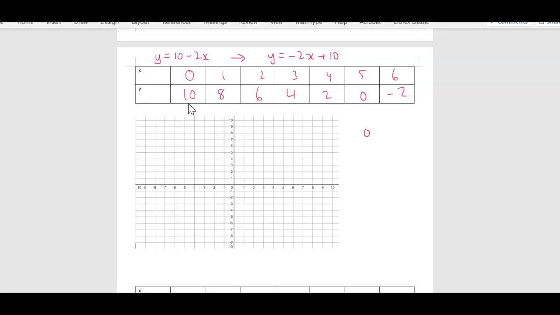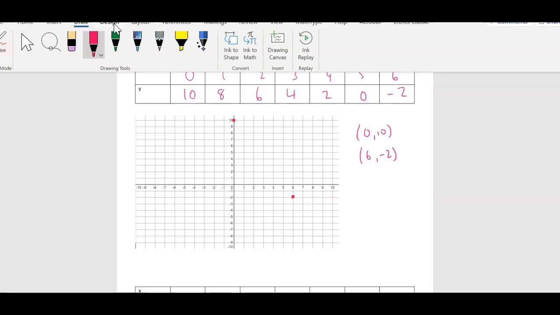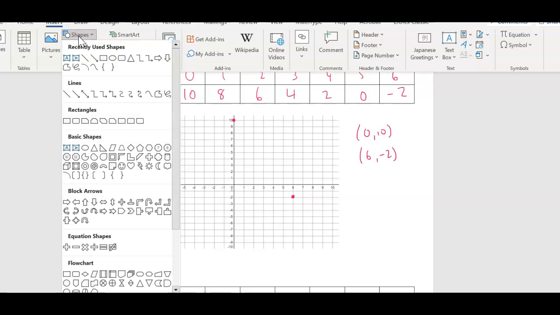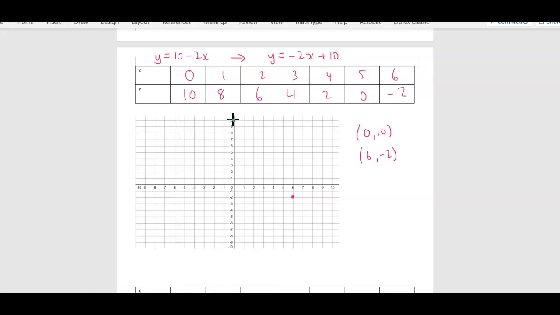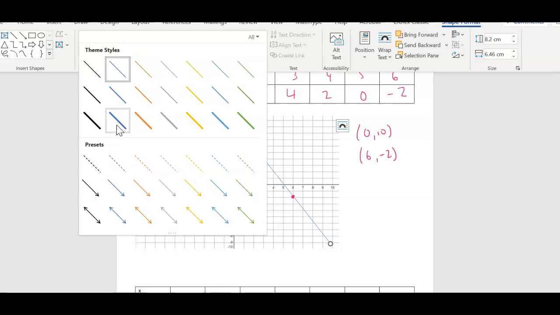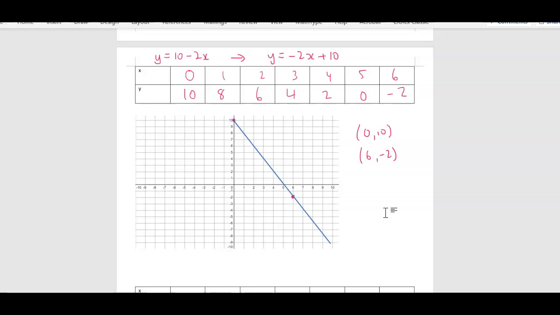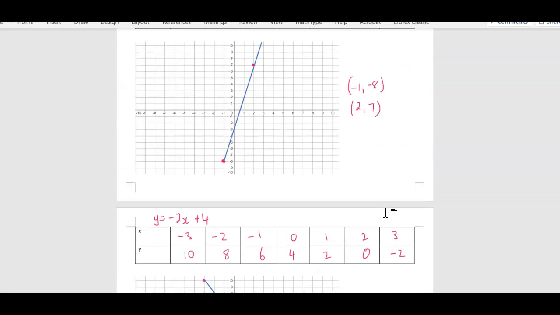All right, so we're going to do 0, 10 and 6, negative 2. So 0, 10 is up here. All right, remember that's our y-intercept, and 6, negative 2 is here. Getting my straight line. All right, I'll make that a little bit thicker. There we go. All right, so there's that line. All right, and one more.